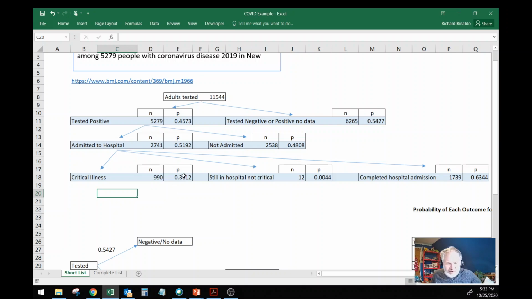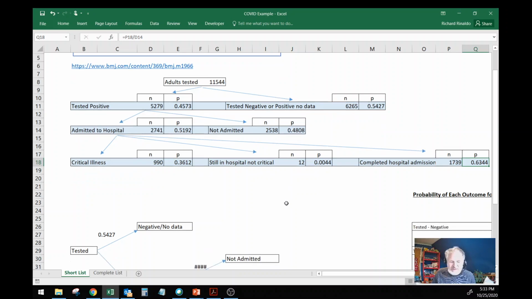And that breakdown here, of these 2,741 people, 999 critical illness, 12 still in hospital, not critical, and 1,739 completed their hospital admission. Right, so this proportion here, these add up to 100. So I can say of the 2,741, 36% critical, roughly 0.5% still in hospital, and roughly 64% completed their hospital admission.